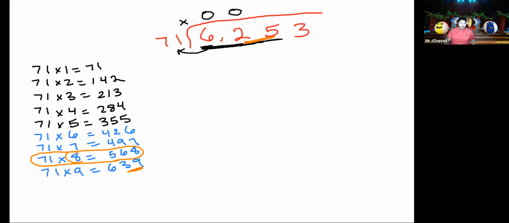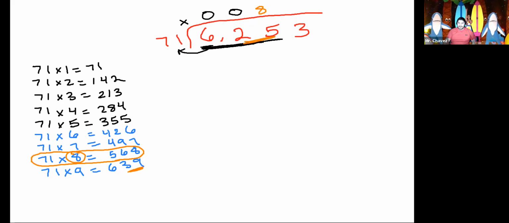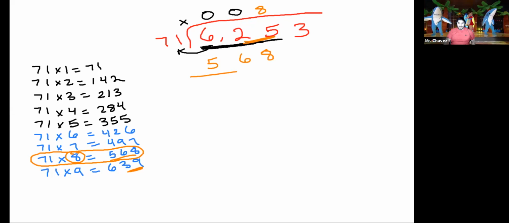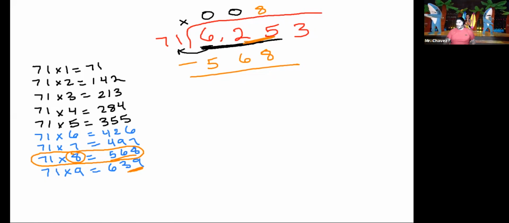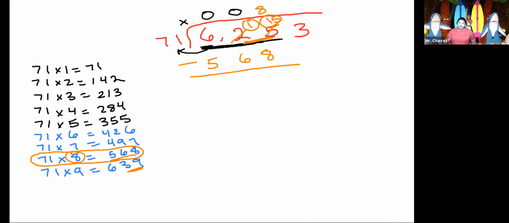So I'm going to put the 8 on the roof, and I just divided. So now you got to multiply 8 times 71. Here's your answer, 568. Remember, divide, multiply, subtract. So now we got to subtract. 5 minus 8, we can't do that. That's impossible. So you got to borrow from the 1, the 2 turns into a 1, and the 5 turns into a 15. So we have 15 minus 8, 14, 13, 12, 11, 10, 9, 8, 7.